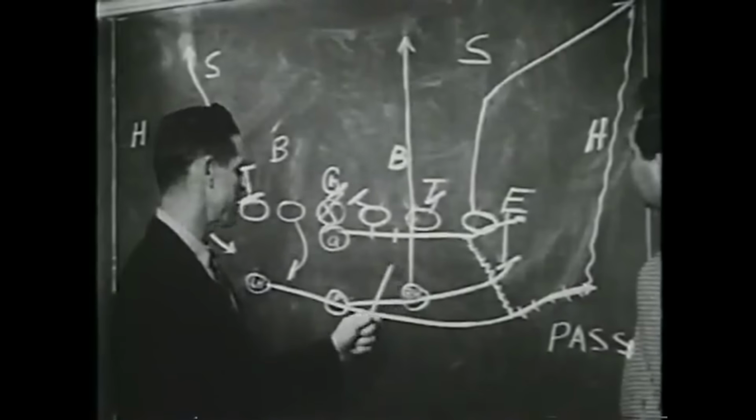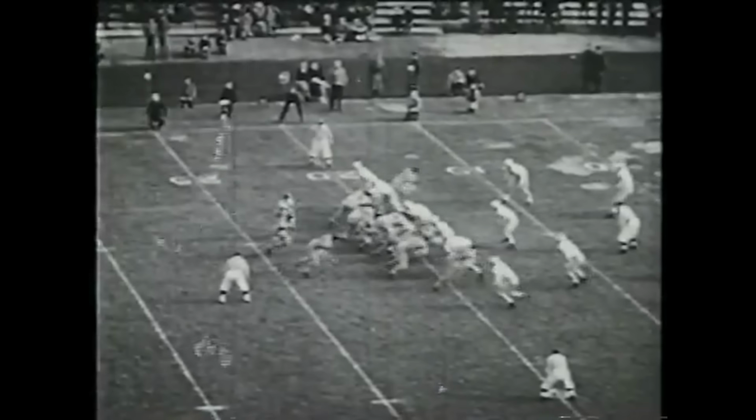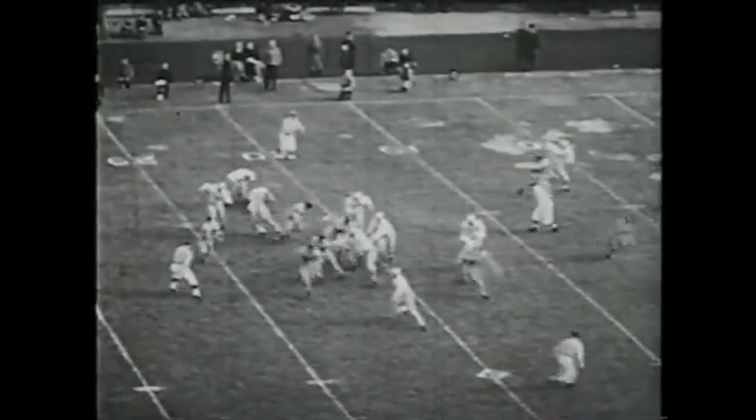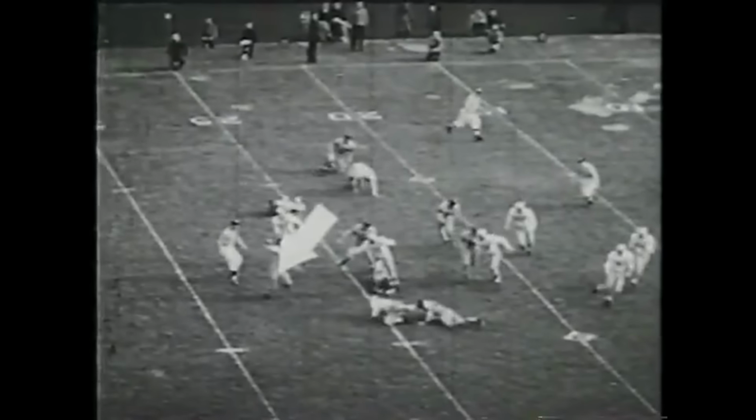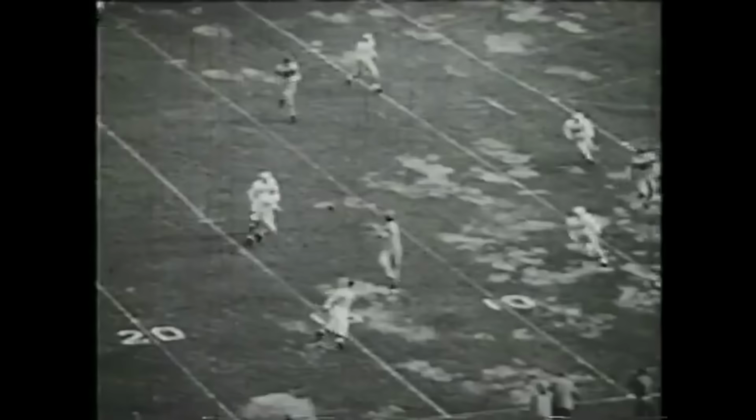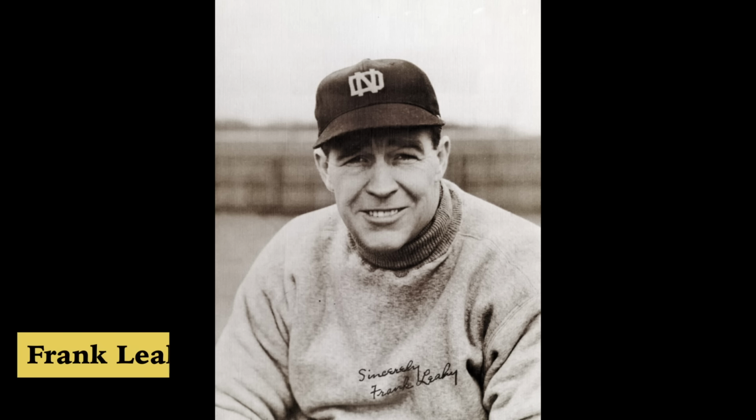Now this diagram represents the running pass from the split T. And this left halfback coming around takes the pitch out, fakes the run, then throws the pass to the right end down the field.